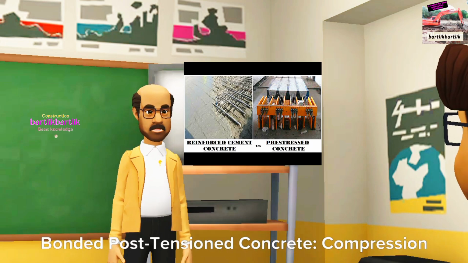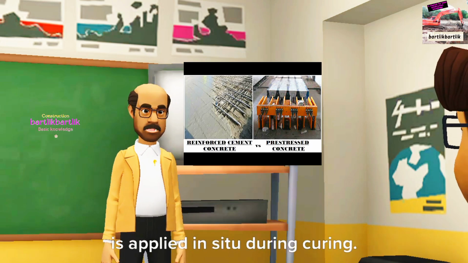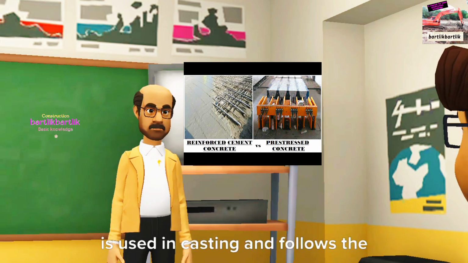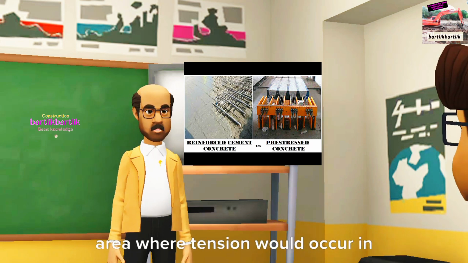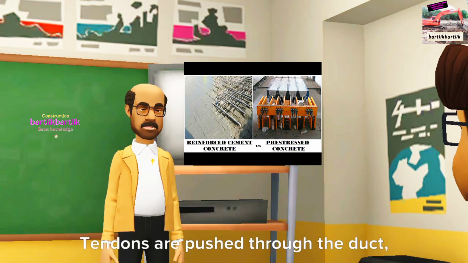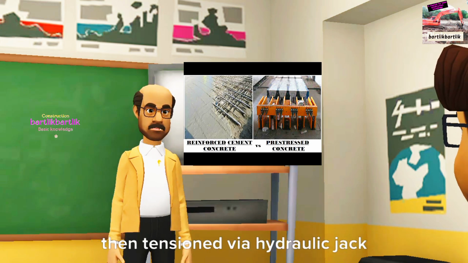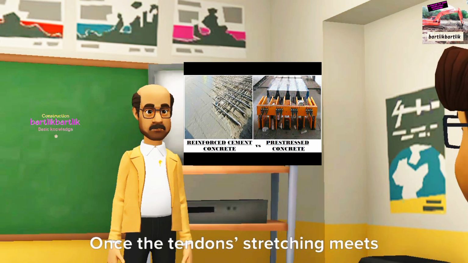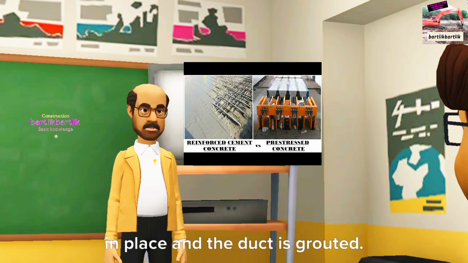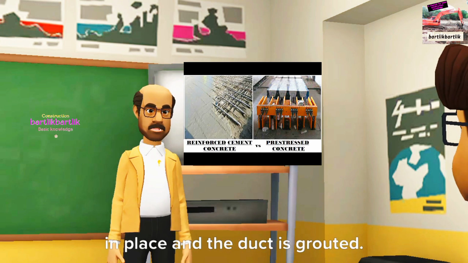Bonded post-tension concrete. Compression is applied in situ during curing. A duct of aluminum, plastic, or steel is used in casting and follows the area where tension would occur in the concrete. Tendons are pushed through the duct, then tensioned via hydraulic jack after hardening. Once the tendon stretching meets design specifications, they are wedged in place and the duct is grouted.